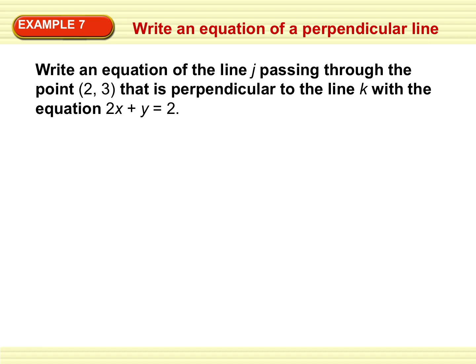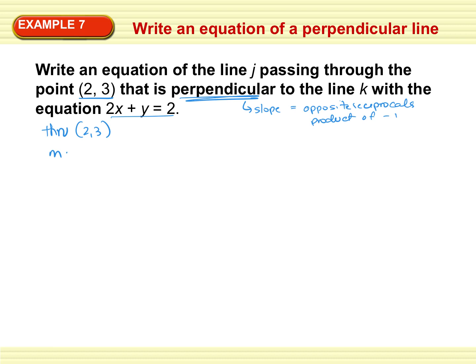All right, here we have another equation. We'll do both forms, okay? So first of all, write an equation of line J passing through point 2, 3. So it's going to go through 2, 3. That is perpendicular to line K with the equation 2x plus y equals 2. Well, you know that perpendicular slopes are going to be opposite reciprocals of each other. Opposite reciprocals, or have a product of -1.